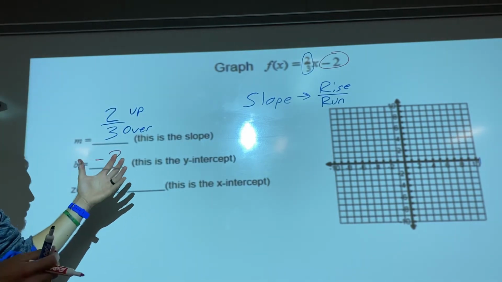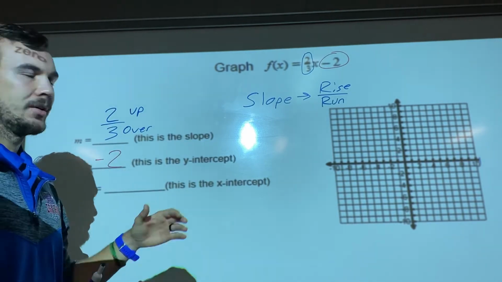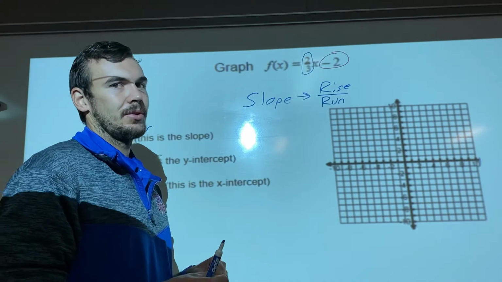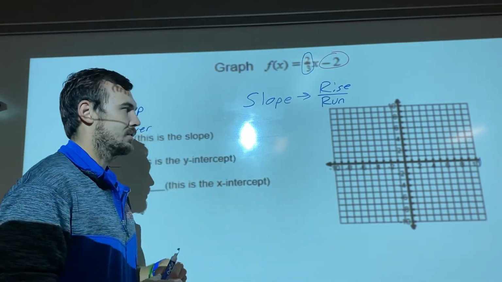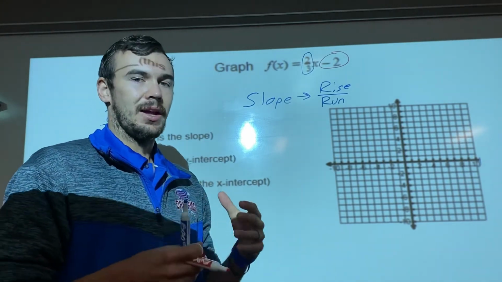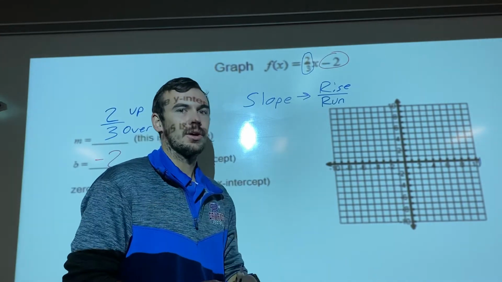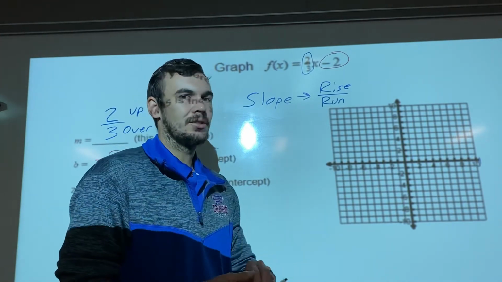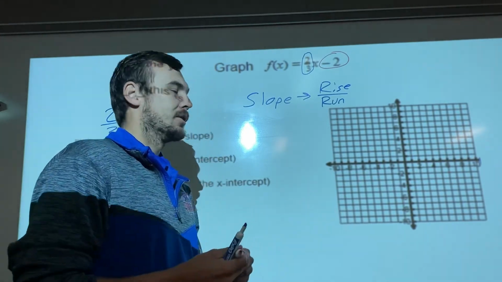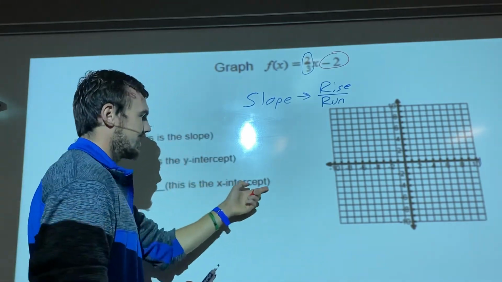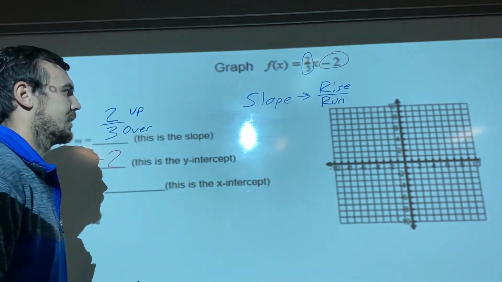The last thing I want to talk about is what's called a zero. As you can see, this is our x-intercept. So zero means x-intercept. That's important because they ask that a lot on STAR questions and test questions. They like asking what the zero is. If you don't know what that is, the zero is your x-intercept. We'll get to that in a second.